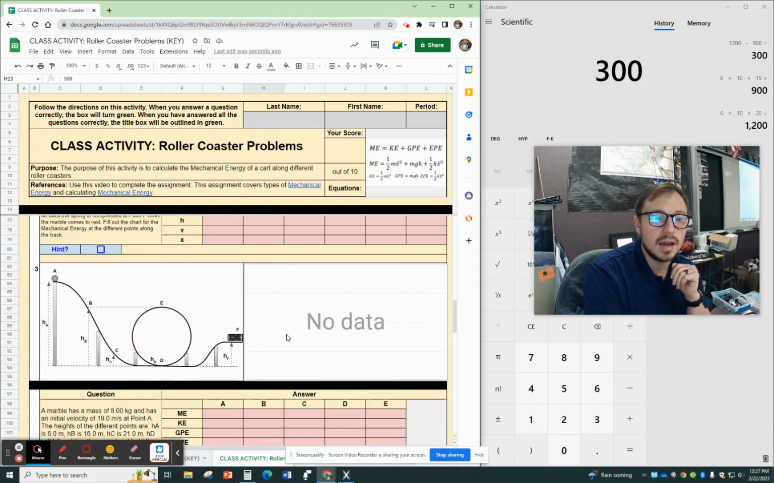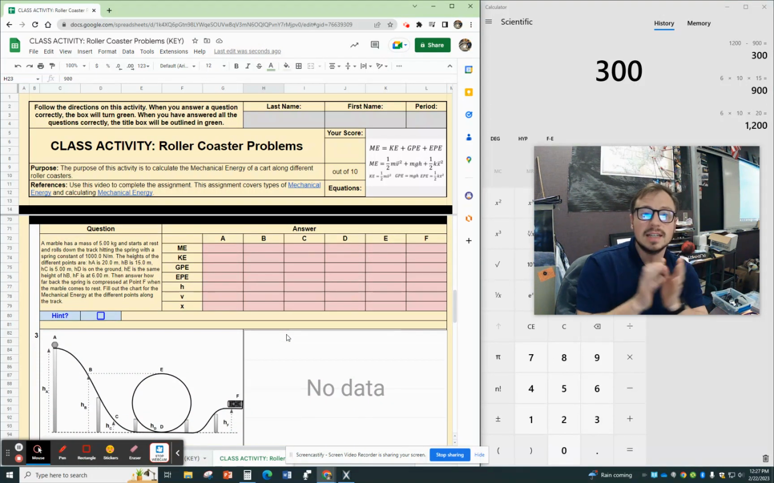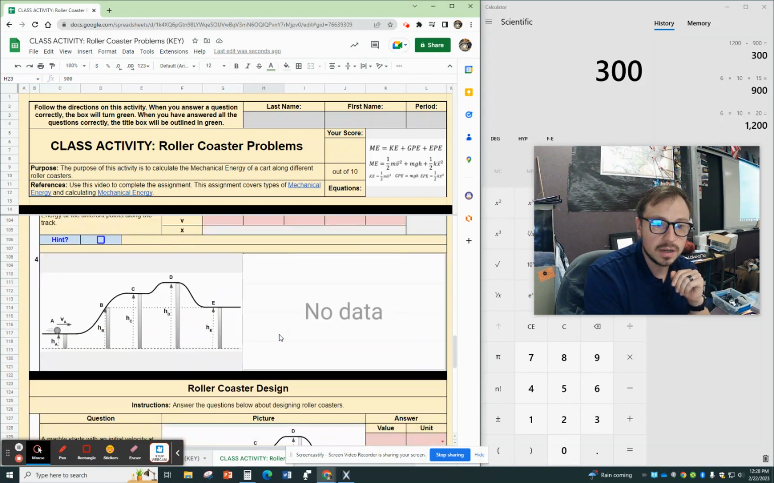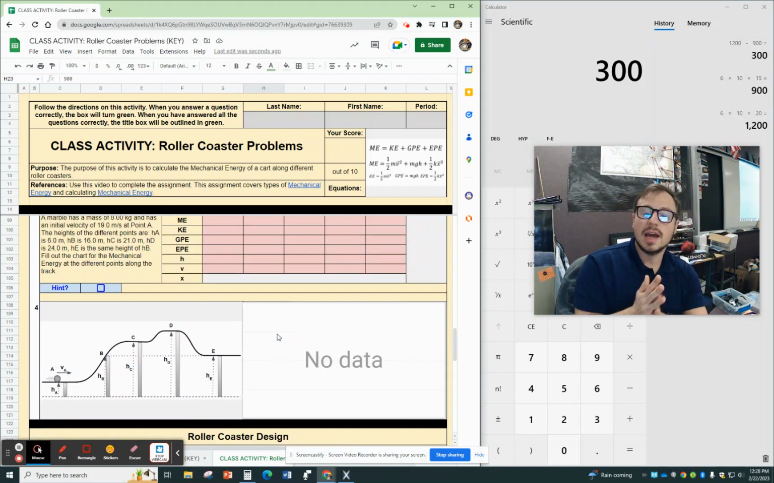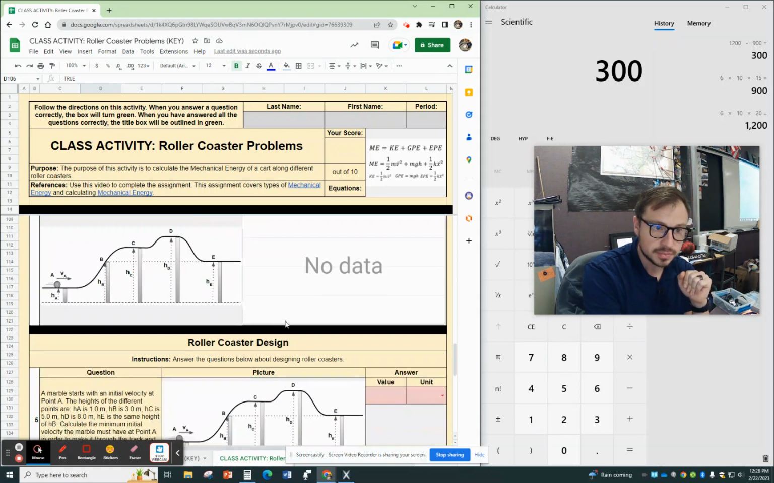Problem 2 looks very similar. Now on problem 3, I have a spring. So now I've got an elastic potential energy at that last point. It compresses the spring. You can calculate how far back that spring is compressed. The next one is a little bit tricky. It does have an initial velocity at point A. So in order to find that mechanical energy, you can see I give you a little hint here. It does have both kinetic and gravitational, so you're going to have to calculate both of those and add them to find the total amount of mechanical energy.